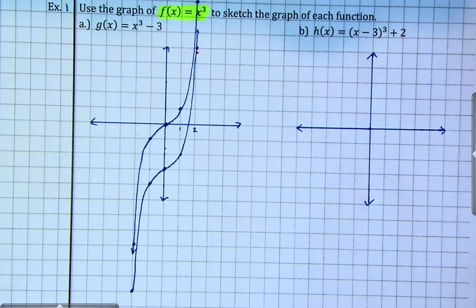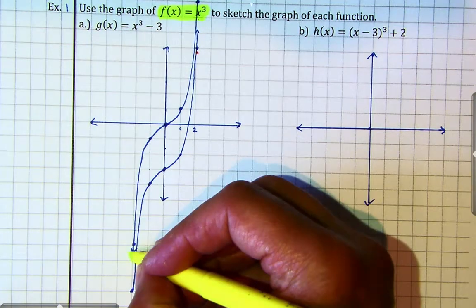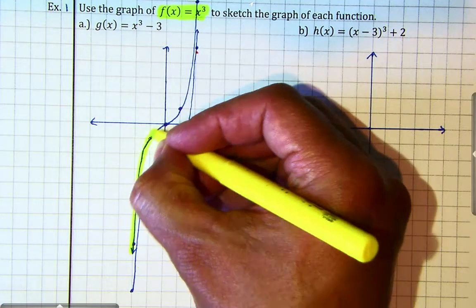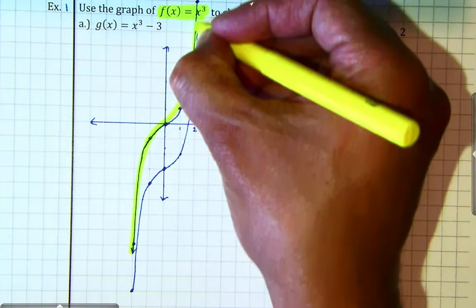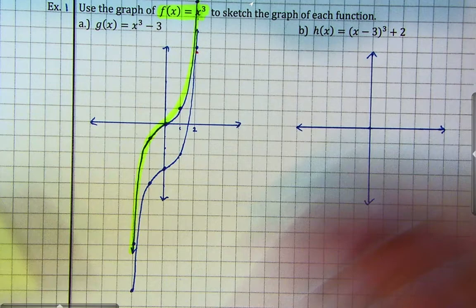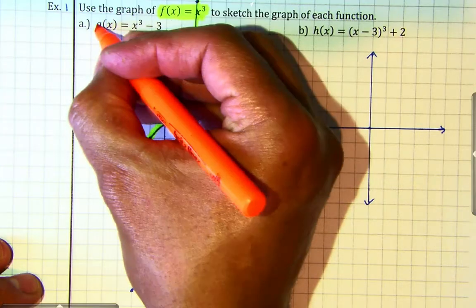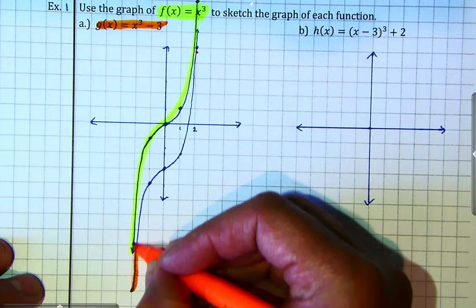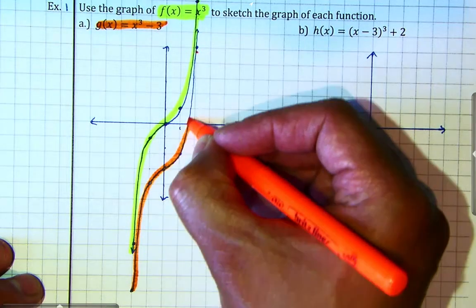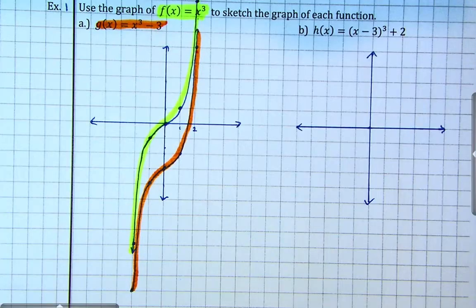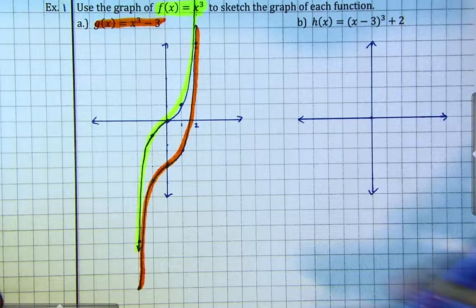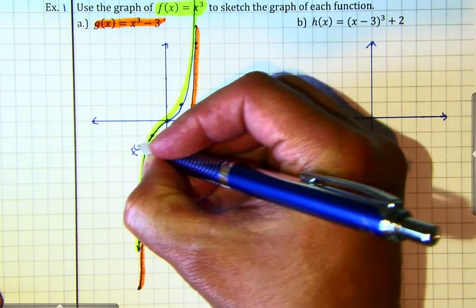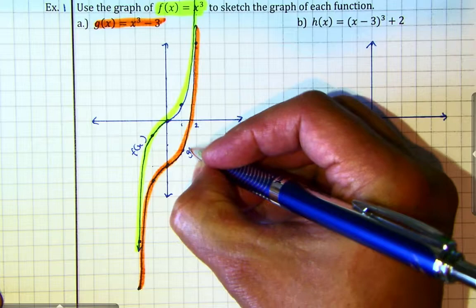And we're going to highlight the parent function in yellow. Let me highlight my g of x. We are going to highlight in orange. Let's go and label it. This one is f of x, and this one is g of x.